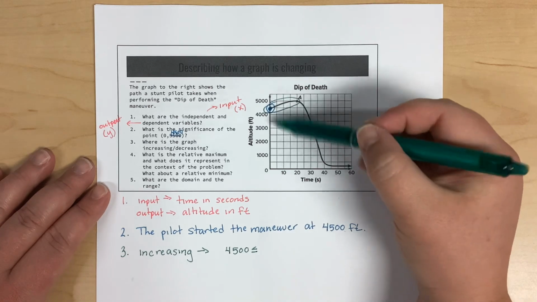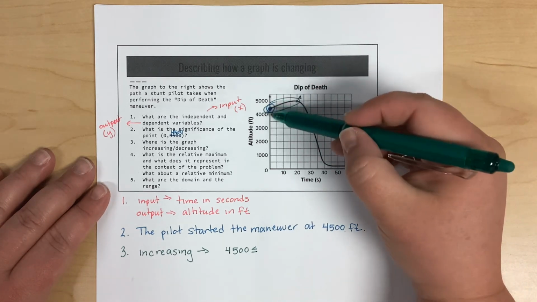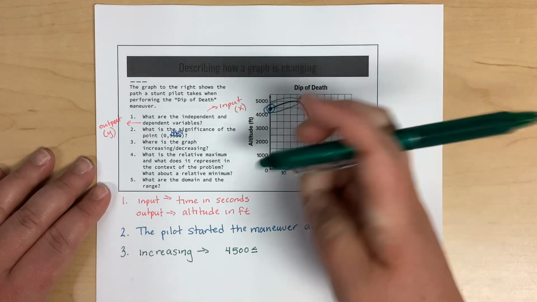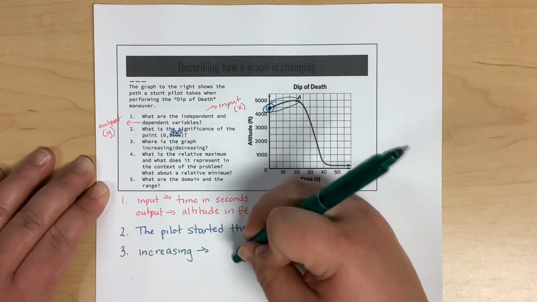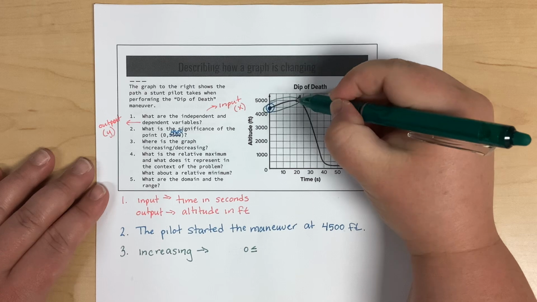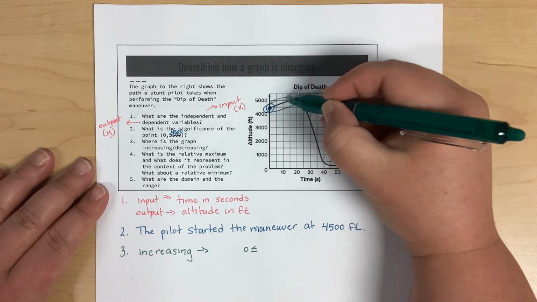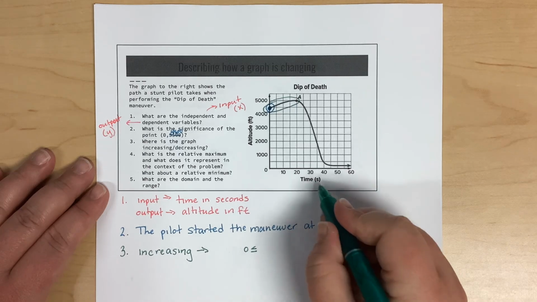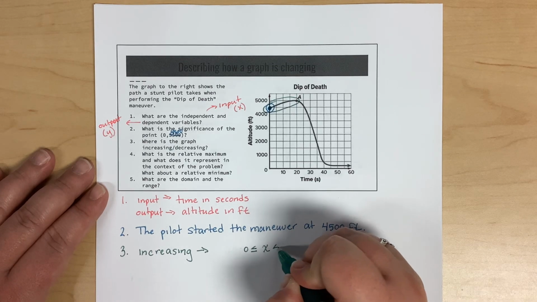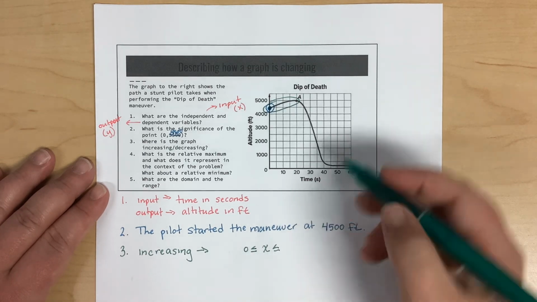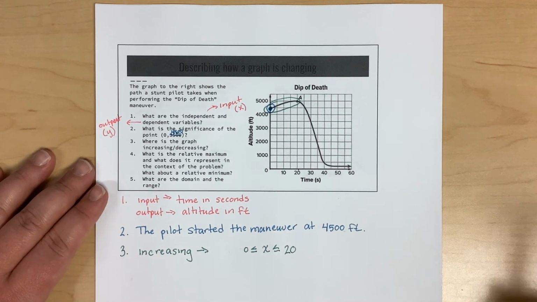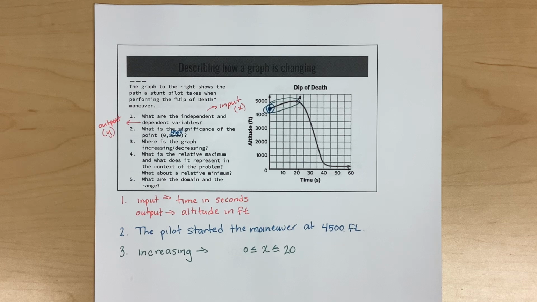Or sorry, that's the y value. I keep forgetting we need to do x's, not y's. So at 4,500, that's time 0. So we're going to change this to 0. My apologies. And then the stopping point at 5,000 feet in the air happened at 20 seconds. Now remember, those are x values, so we need to put an x in the middle, and that was 20 seconds. All right, now the decreasing is basically the rest of the graph.